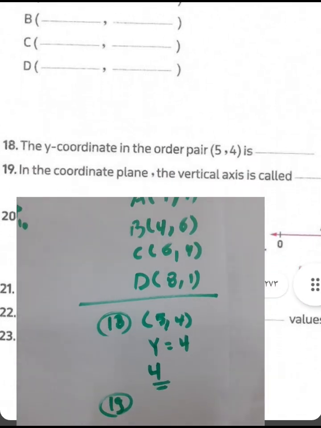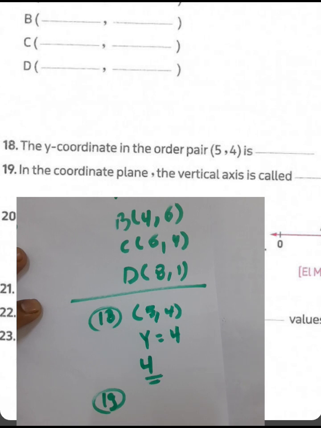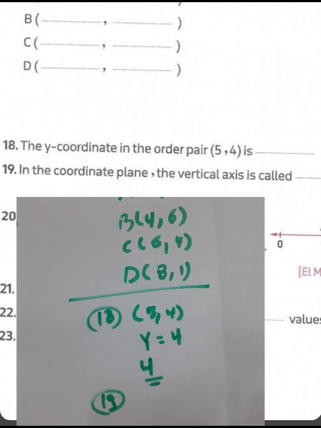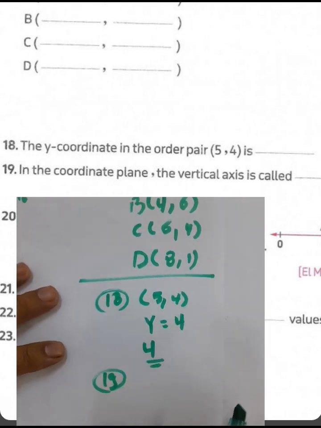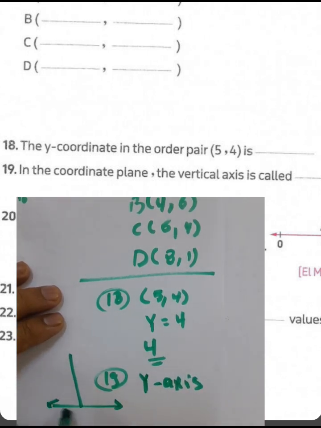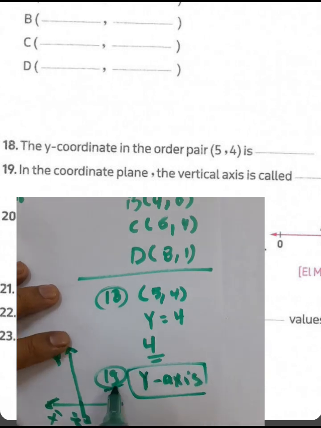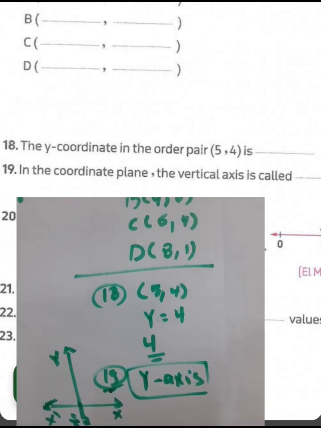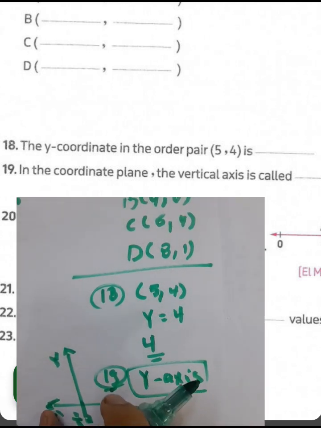Question 19. In the coordinate plane, the vertical axis is called what? We have x-axis. Understood? The coordinate plane has a vertical and a horizontal axis. If you want to find the vertical, it will be y-axis. Vertical is y, and horizontal is x. Then he wants to find in question number 19 the vertical axis. The vertical axis we call the y-axis, and the horizontal axis we call the x-axis.